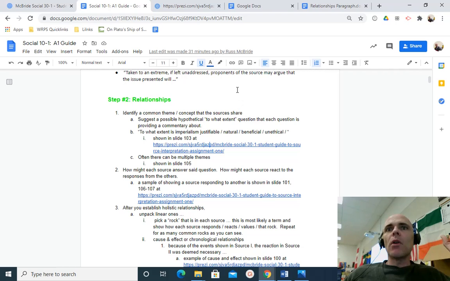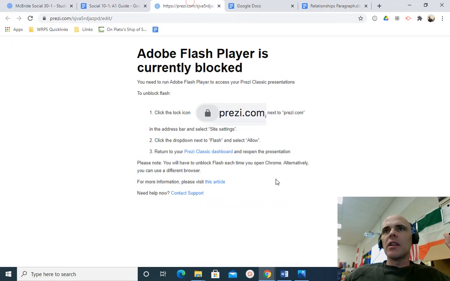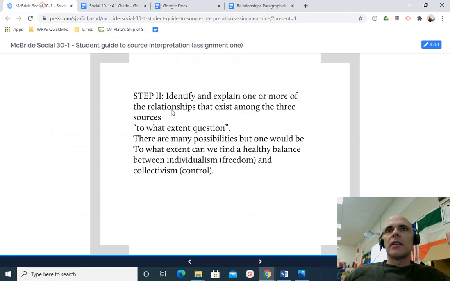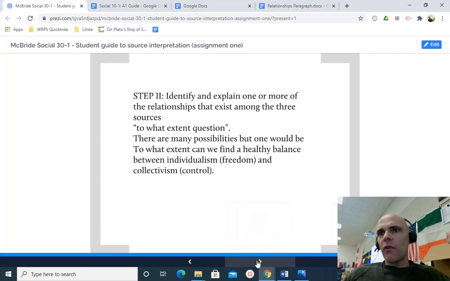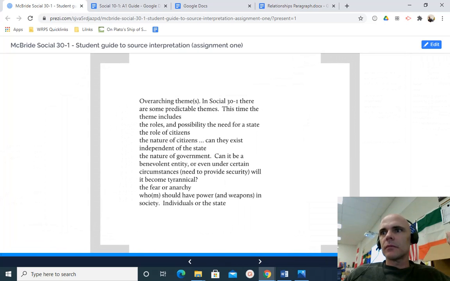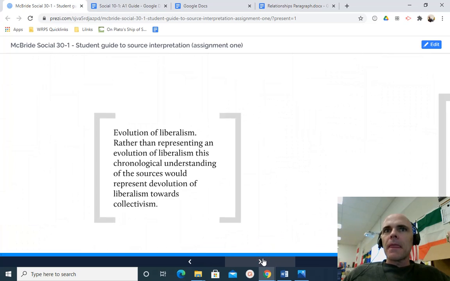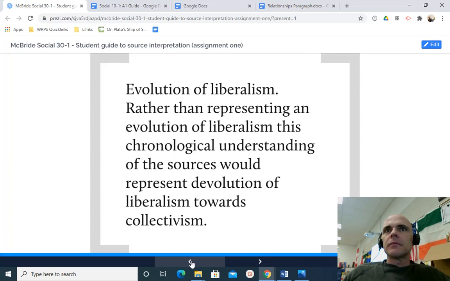And often there are multiple themes, as we can see here in slide 105. Another theme that we can see in Social 30, and a theme that can be taught for them, is the idea of the evolution of liberalism. To what extent is liberalism not only justifiable, but to what extent is liberalism in need of further evolution? To what extent is it viable in its present form?